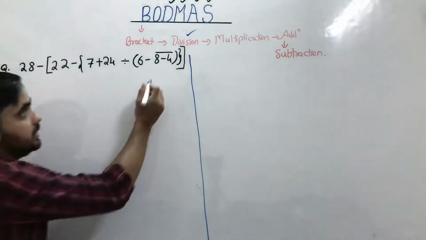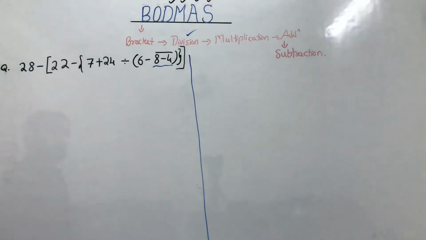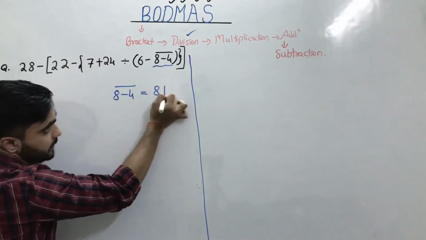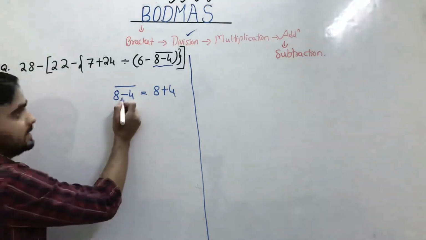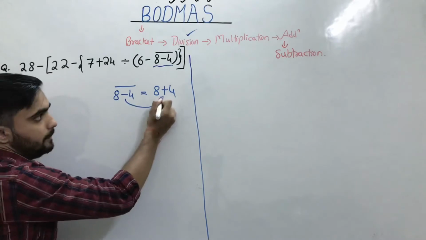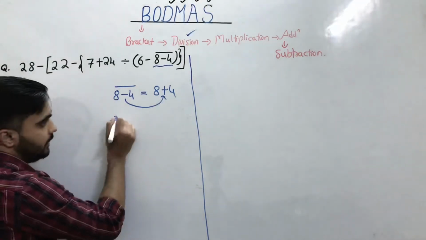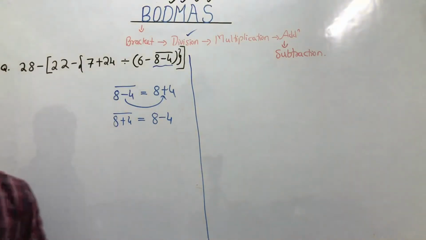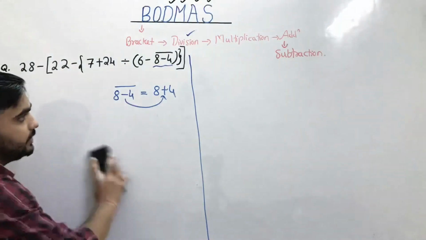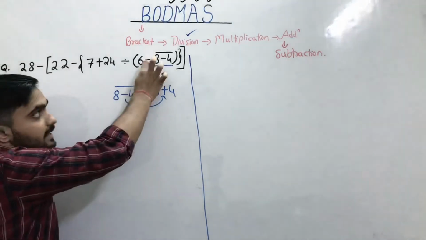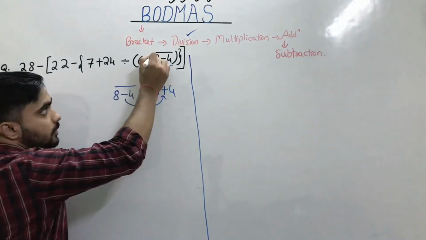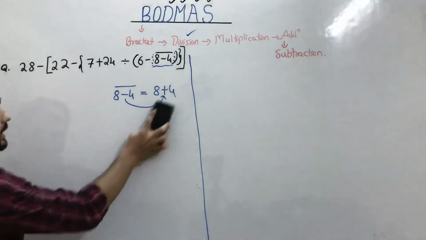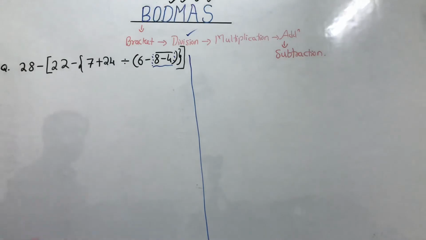Now this 8 minus 4 bar means that 8 minus 4 bar becomes 8 plus 4. This sign of minus gets converted to plus. Similarly, if you have 8 plus 4 bar, it is nothing but 8 minus 4. So first we'll solve this. You have to keep this minus as it is. Only this 8 minus 4 bar, this and this, will get converted to 8 plus 4. So I'll write 8 plus 4 in place of 8 minus 4 bar.